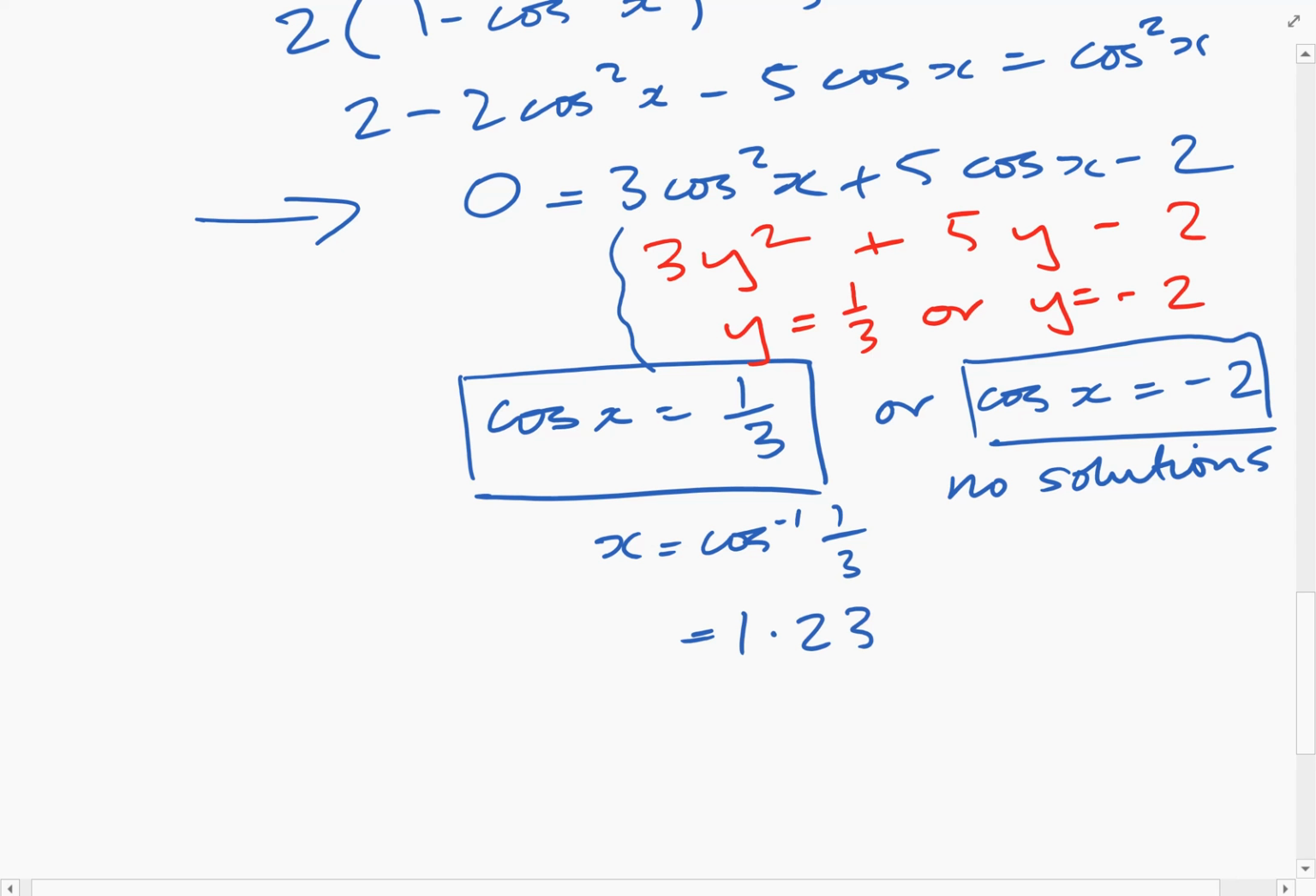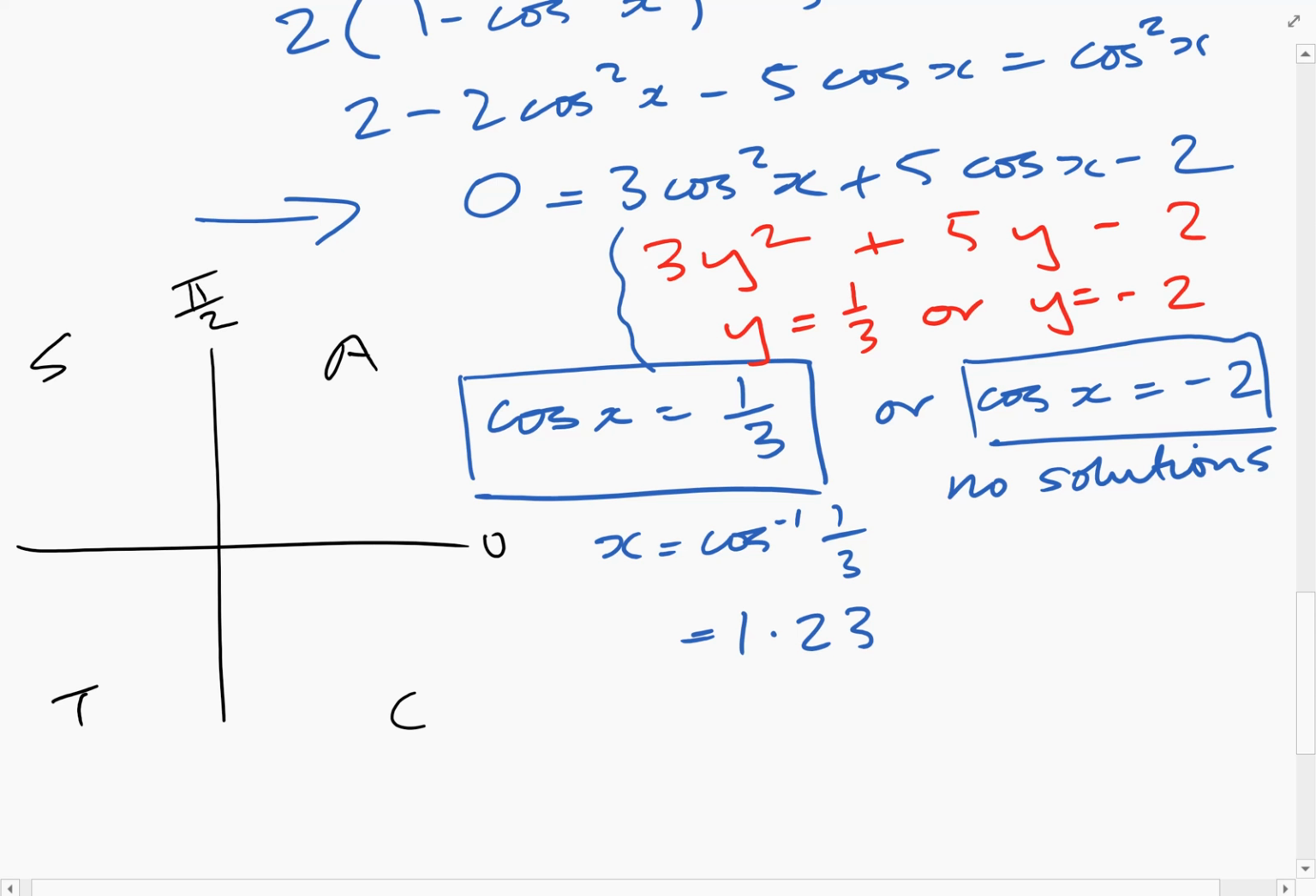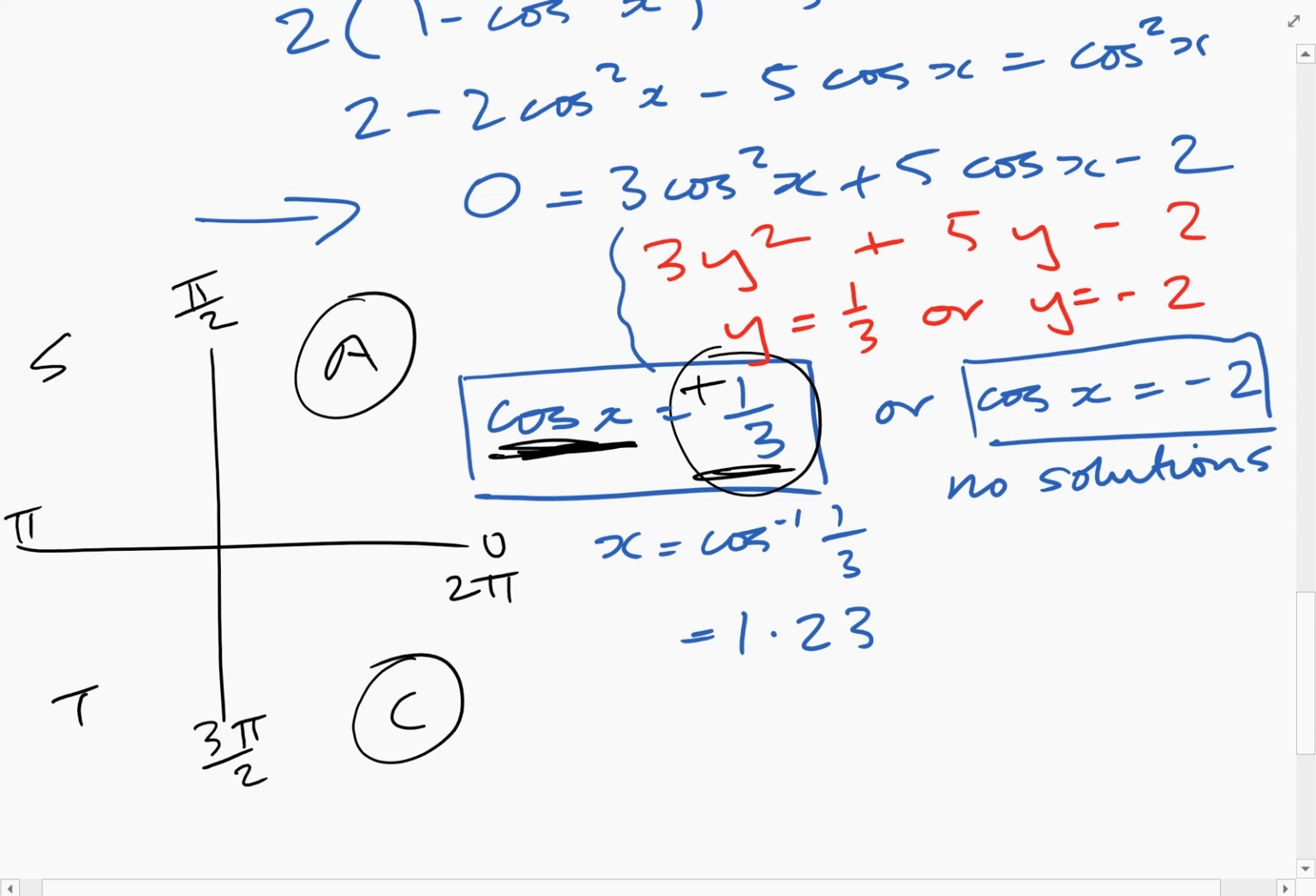Okay, and now I would use the cos diagram. To 0, we're in radians, so that would be pi over 2. This would be pi. This would be 3 pi over 2, and this would be 2 pi here, 0 or 2 pi. Okay, so we've got 1.23. Before we use the cos diagram, if we look at this, cos x is plus 1/3. Okay, this is positive. So we need to decide where is cos positive. Well, it's positive here, it's positive here. So we're going to draw 2 lines in those quadrants.